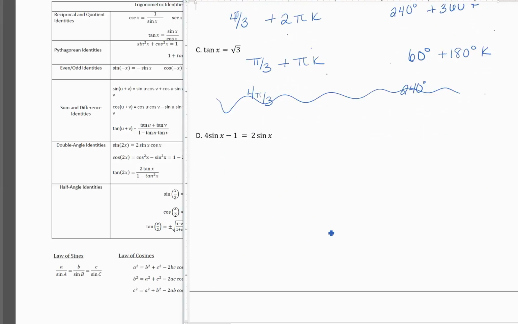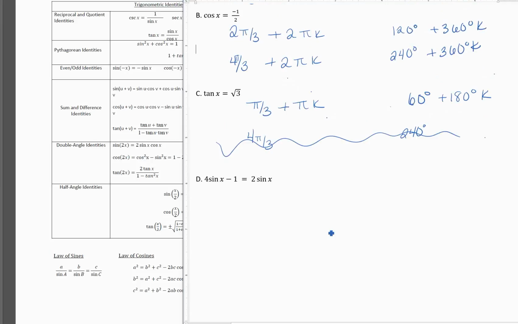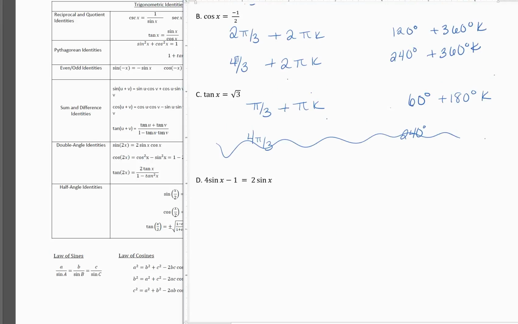Okay, let's look at one more example here. We have 4 sine of x minus 1 is equal to 2 sine of x. Now before we are able to solve this, we need to get it into the form sine of x equals something. So I'm going to subtract 2 sine of x from both sides. So I'll have 2 sine of x minus 1 equals 0. So 2 sine of x equals 1. So sine of x equals 1/2.